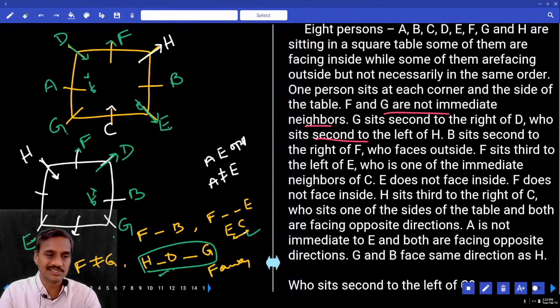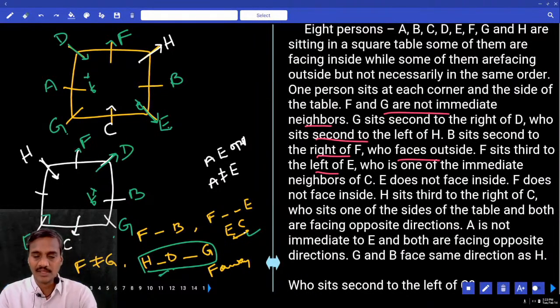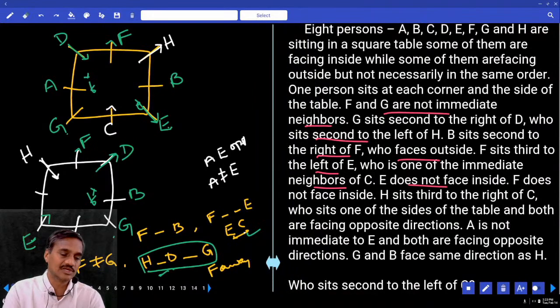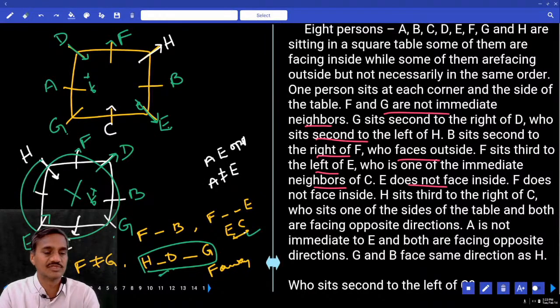And D is seated second to the left of H. And next one, B sits second to the right of F. F faces away from the center. F sits third to the left of E. Third to the left of E means E must be facing towards the center. E does not face inside, but in the second case E is facing towards the center. Hence this case is ruled out. Now we are left with this case.